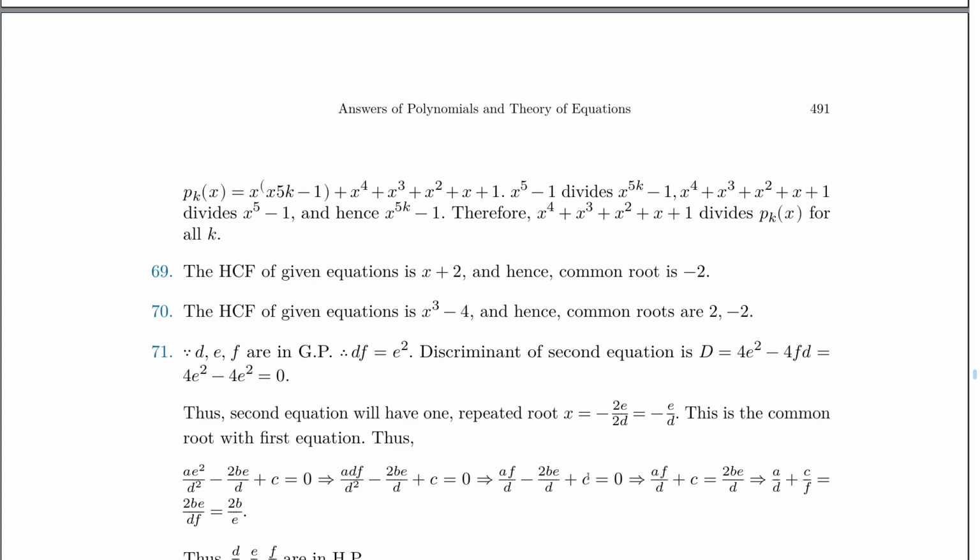And upon evaluation, as you can see, we arrive at the fact that a by d plus c by f is equal to 2be by df. Now df is nothing but e square, which gives 2b by e. So if you look at this relation, a by d plus c by f is equal to 2b by e, means that a by d, b by e and c by f are in AP, and therefore d by a, e by b and f by c are in HP.